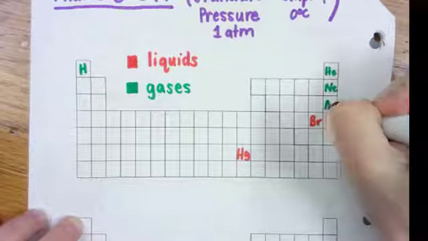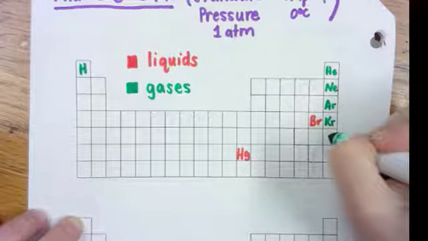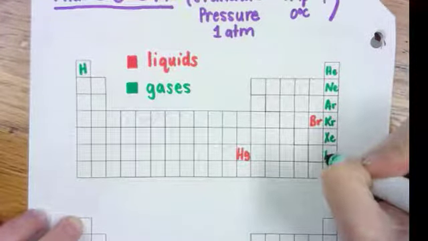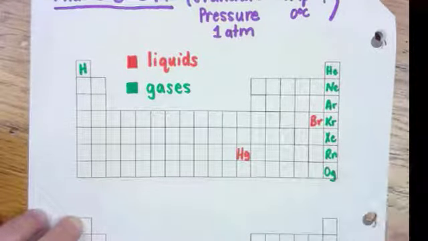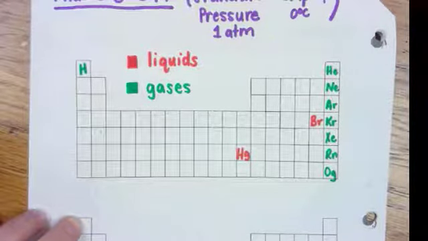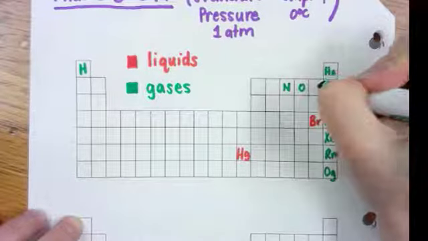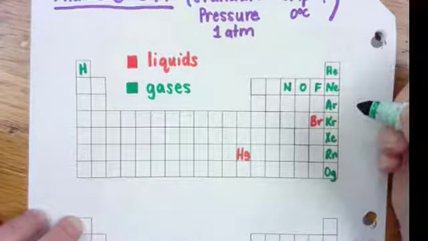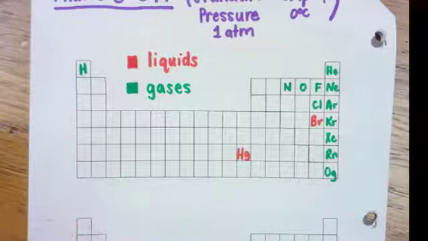argon, krypton, xenon, radon, and the new one at the bottom whose symbol is Og. Then we also have nitrogen, oxygen, fluorine, and chlorine. Everything else on the periodic table is a solid. The colors of the solid letters are blue.